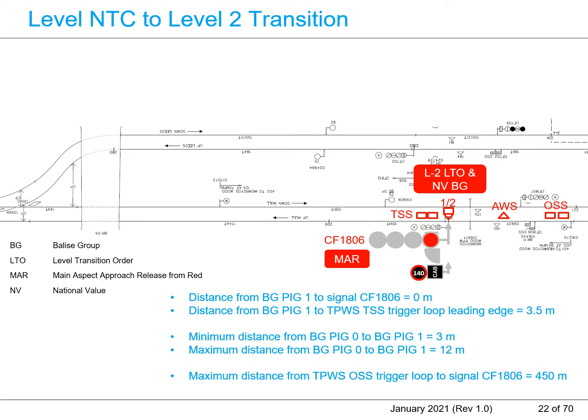The distance between the PIG-1 Balise and the signal CF1806 is 0 meter. The distance between the PIG-1 Balise and the TPWS-TSS trigger loop leading edge is 3.5 meters. The minimum distance between the PIG-0 Balise and the PIG-1 Balise is 3 meters. The maximum distance between the PIG-0 Balise and the PIG-1 Balise is 12 meters. The maximum distance between the TPWS-OSS trigger loop and signal CF1806 is 450 meters.